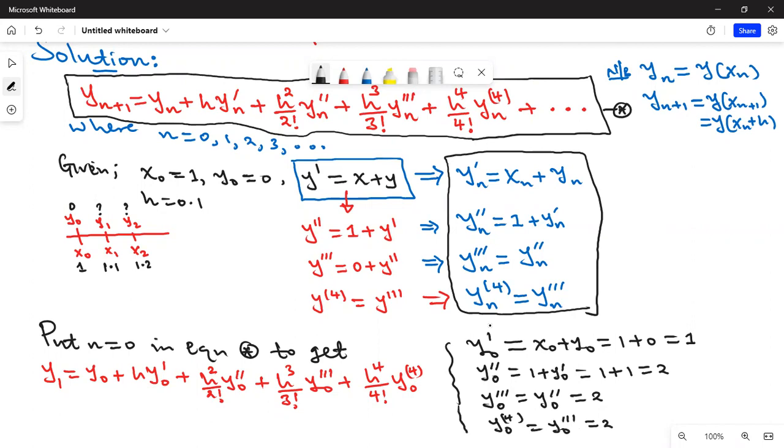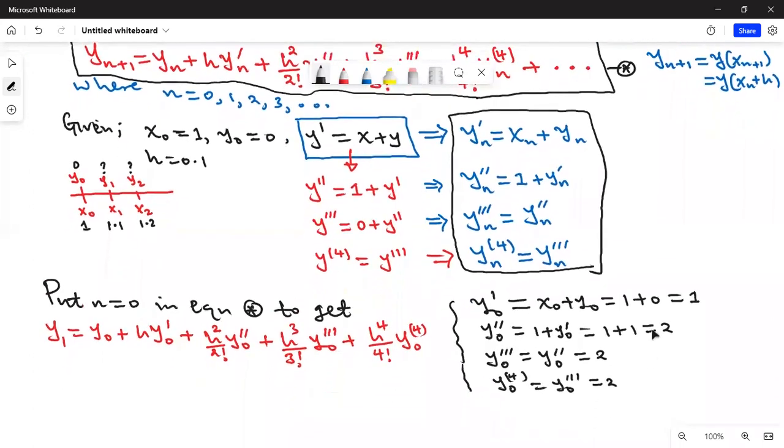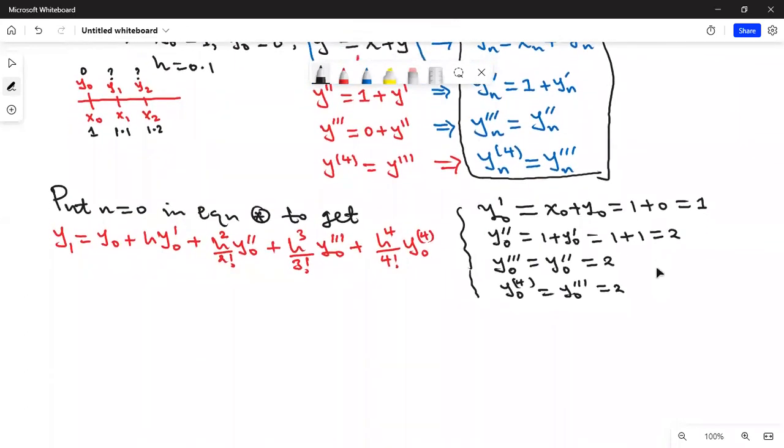So having found those, we replace them in this formula for y1, and then you press in your calculator. So this is what you're going to do. This will now be equal to our y0 is 0, our h is 0.1, y0 prime is 1, again 0.1 over 2 factorial, which is 2, y0 double prime is 2. Remember, it was h squared, so this should be squared.